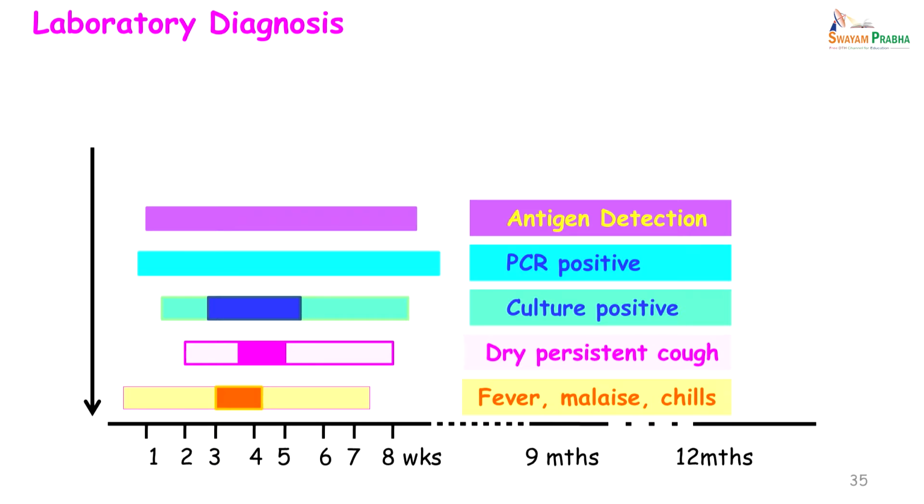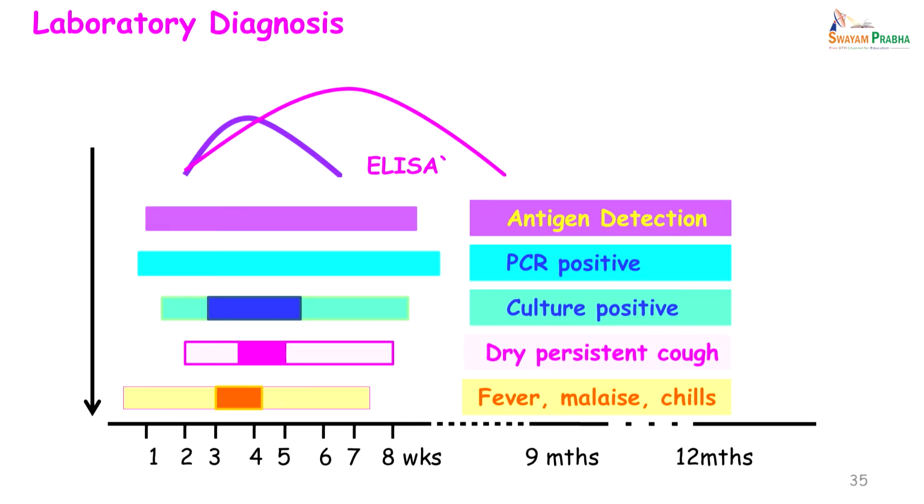Coming to the antibody tests, the most specific antibody test is the ELISA test against the P1 antigen. In this ELISA test, the antibodies start increasing from about week 2, peak at about 5 to 6 weeks, and then gradually decline but persist till 9 months.